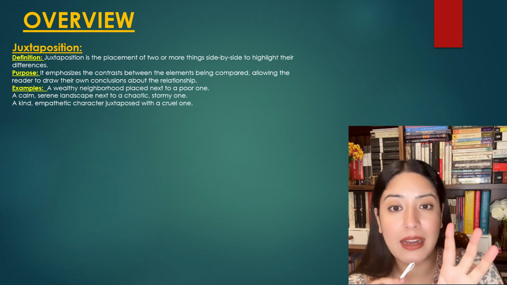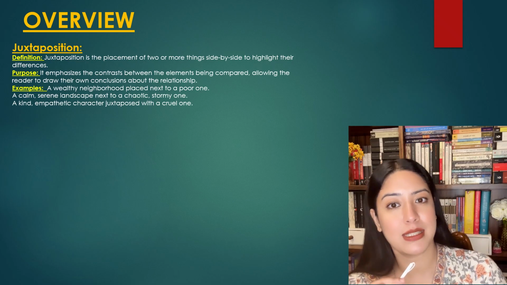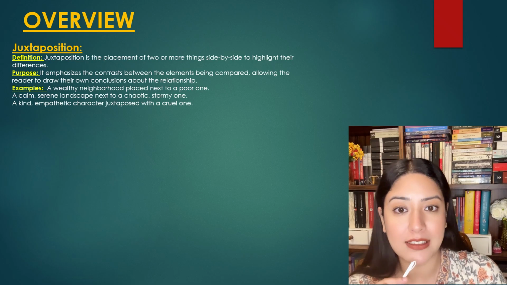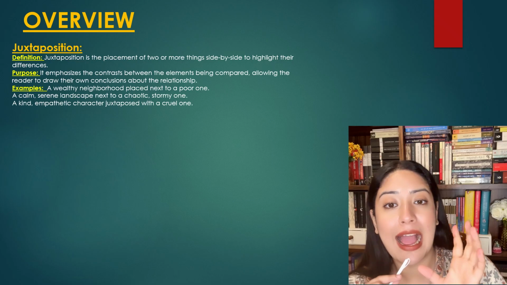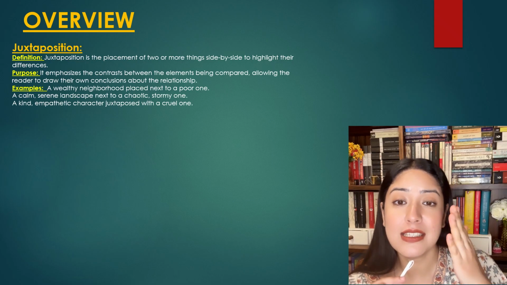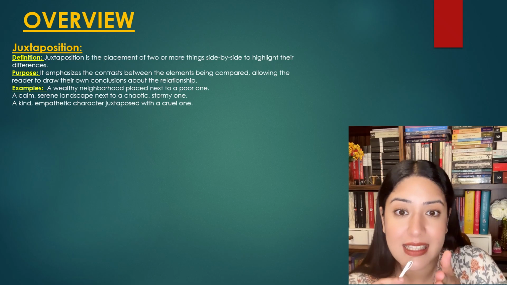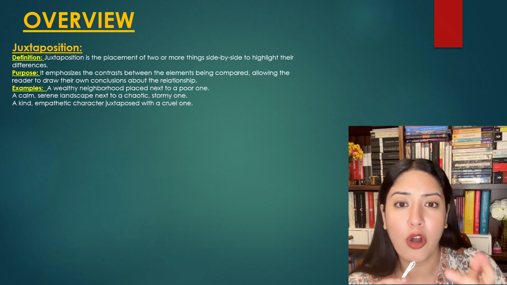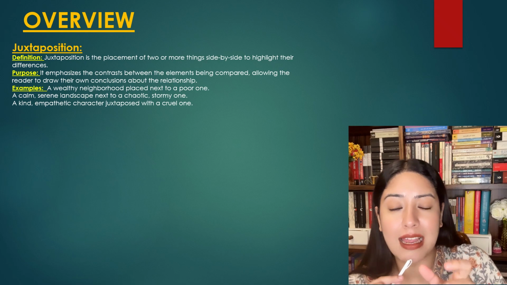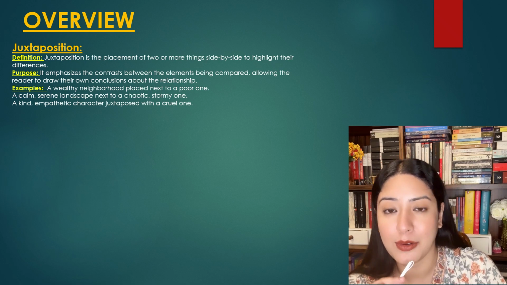You're not comparing them, you're placing them side by side. You put them next to each other to create impact. So this is very important to remember, that juxtaposition highlights differences, but more than comparison, it is just the placement. You place these things side by side, hot and cold, dark and light, bittersweet. You're putting these side by side for impact, okay?